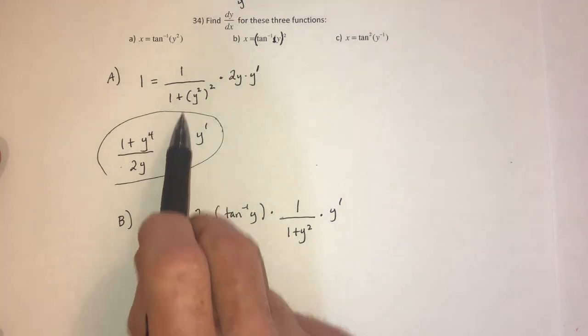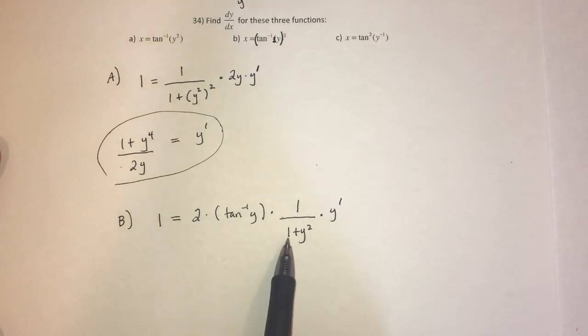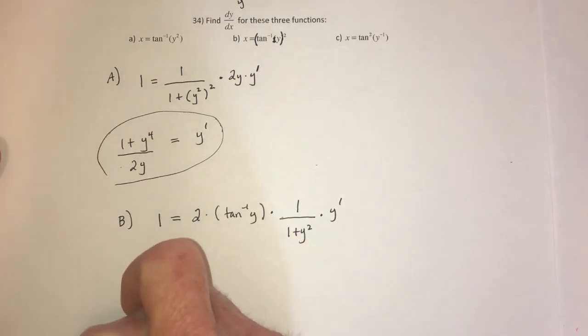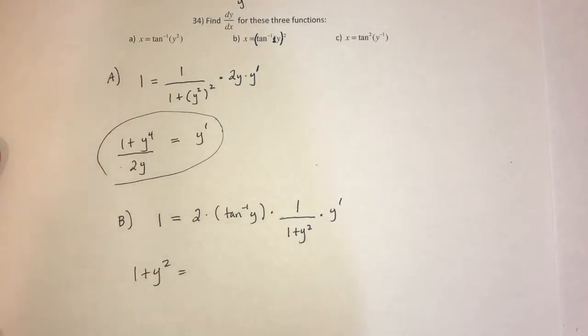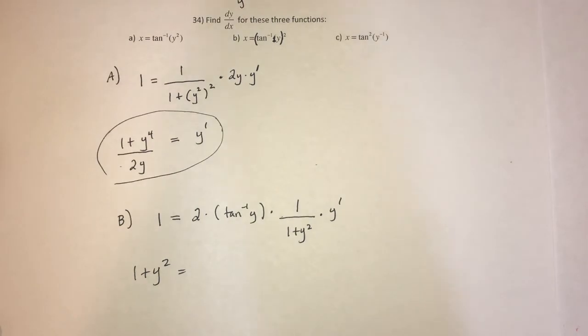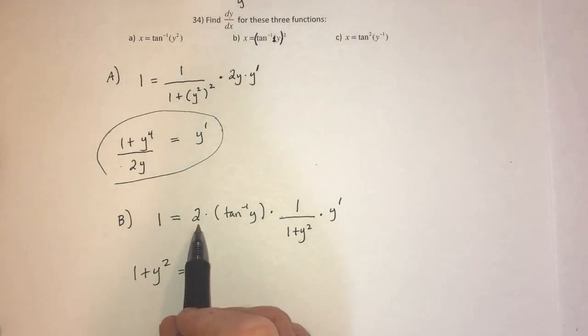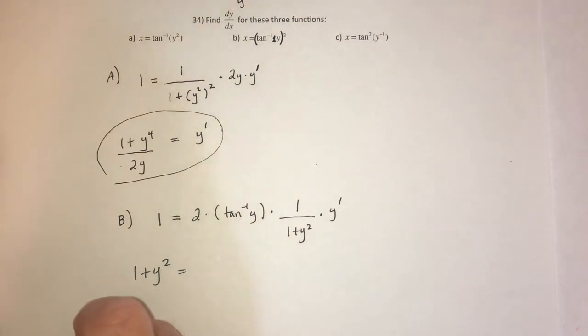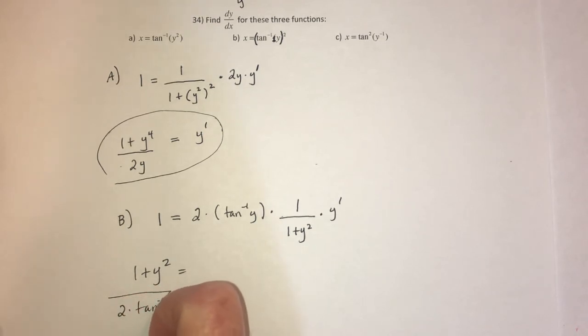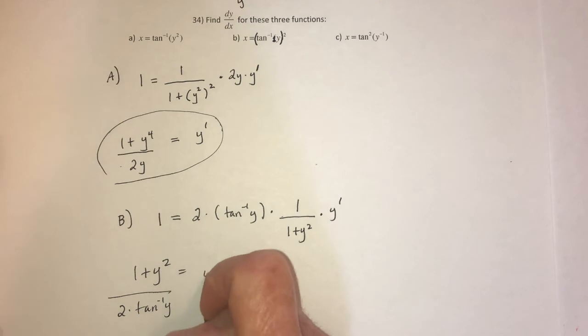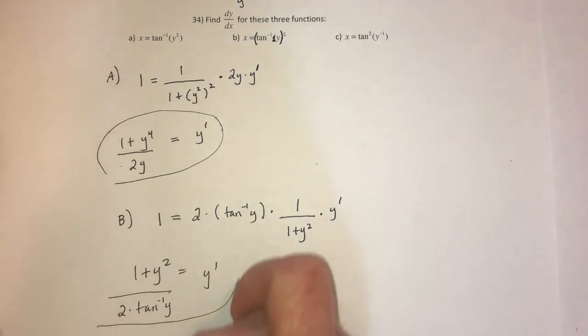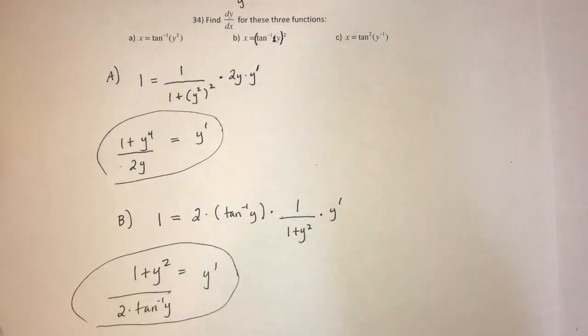And then similar to this, we need to do algebra. So you could take this 1 plus y squared and multiply both sides. And then we could divide both sides by this 2 tangent inverse of y. And part B is finished.